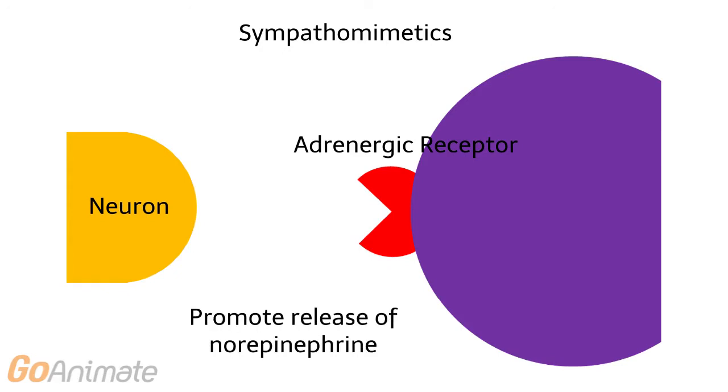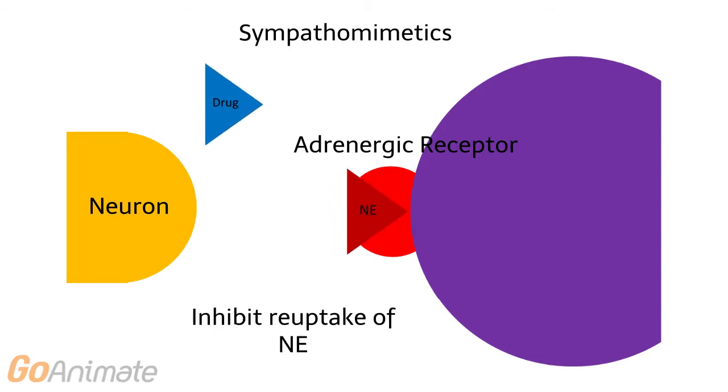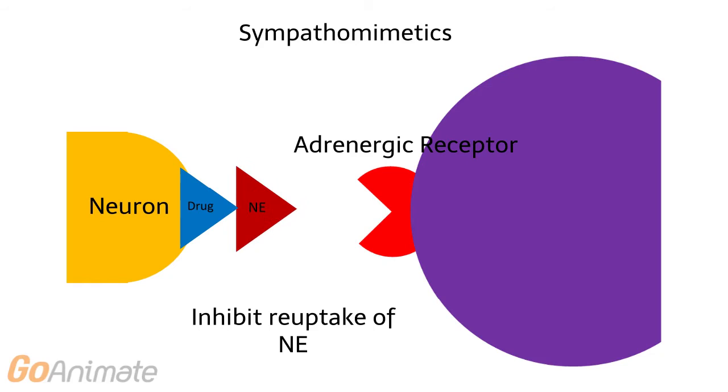Other sympathomimetics can work indirectly by promoting the release of norepinephrine from presynaptic vesicles. Some sympathomimetics block reuptake of norepinephrine. Examples of sympathomimetics that work indirectly include amphetamine and cocaine.